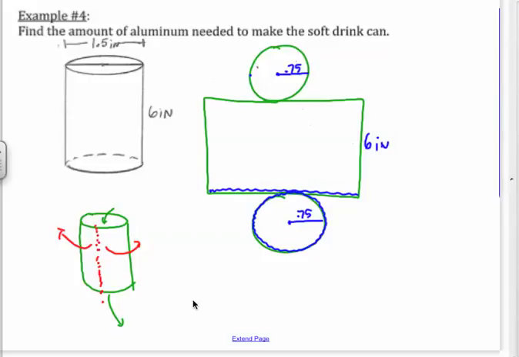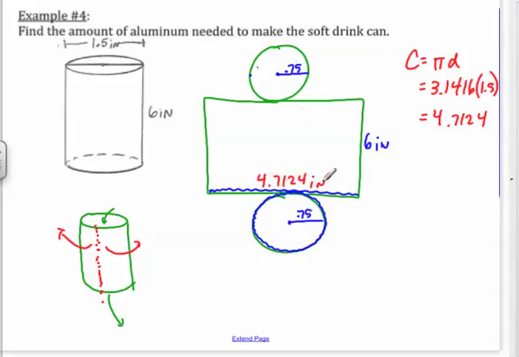So to do that, I'm going to find the circumference of the circle. So the circumference is equal to pi d. Okay, so that means 3.1416 times 1.5, because remember that's what the diameter was when we started. And that's going to give me, let me get my trusty calculator out here. 1.5 times 3.1416. Okay, so it's 4.7124 inches.